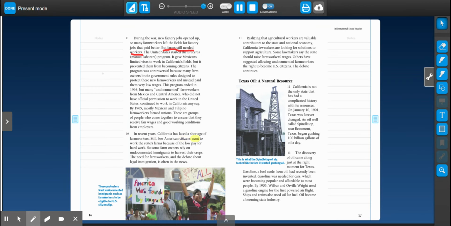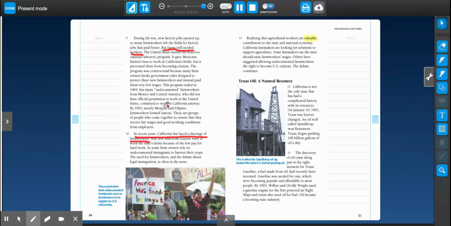Still, few American citizens want to work the state's farms because of the low pay for hard work. So some farm owners rely on undocumented immigrants to harvest their crops. The need for farm workers and the debate about legal immigration is often in the news. These protesters want undocumented immigrants, such as farm workers, to be eligible for U.S. citizenship.